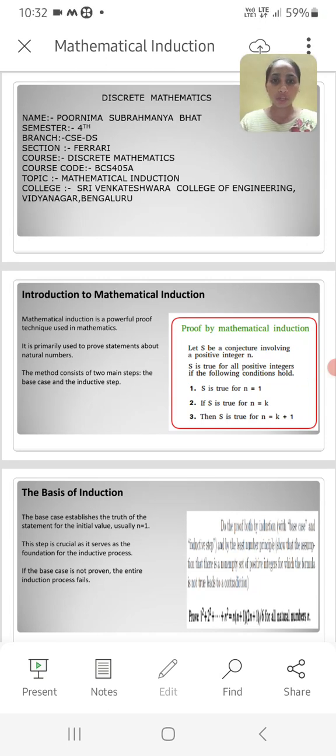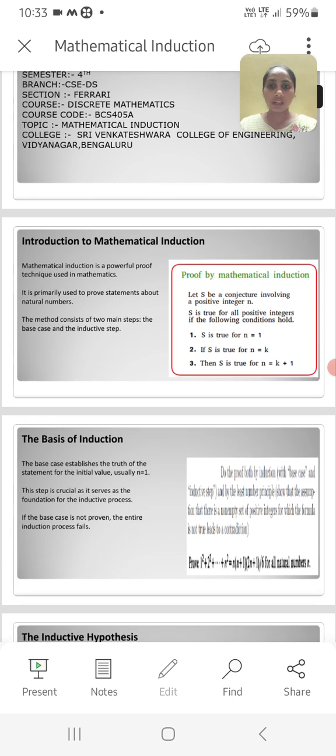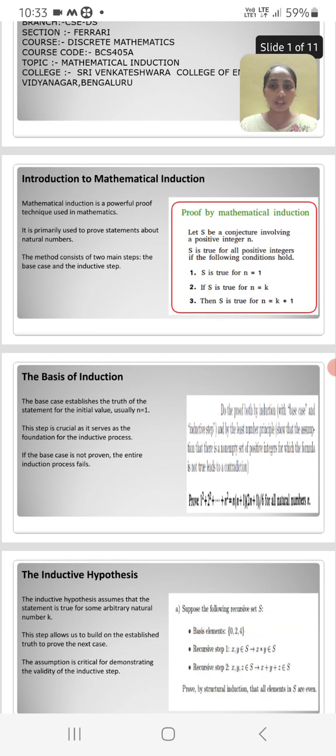Today I am going to explain mathematical induction in discrete mathematics. In this introduction to induction, mathematical induction is a powerful proof technique used in mathematics. It is primarily used to prove statements about natural numbers. The method consists of two main steps, that is the base case and the inductive step.